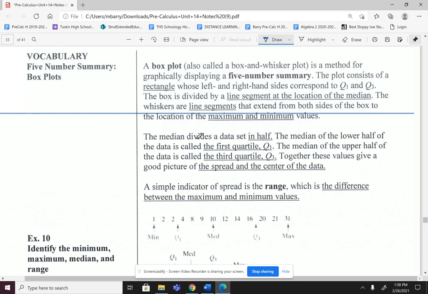So the median, we kind of already talked about, divides a data set in half, and the median of the lower half of the data is called the first quartile, the Q1. So once you split the data in half, you take the median of the first half. And then you also take the median of the second half, and that's the Q3. And then you have the min and the max value.